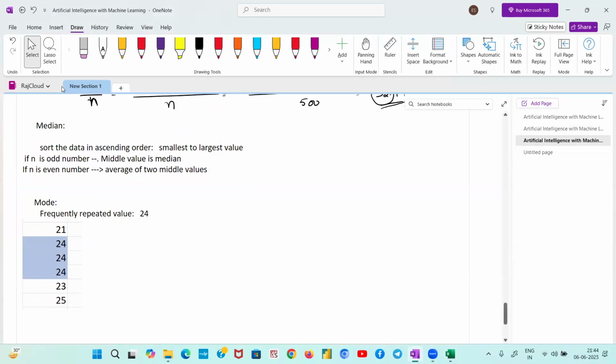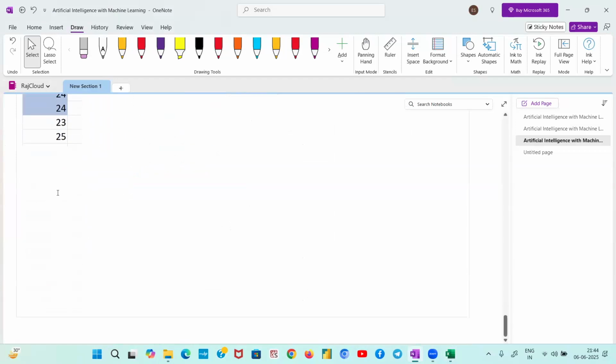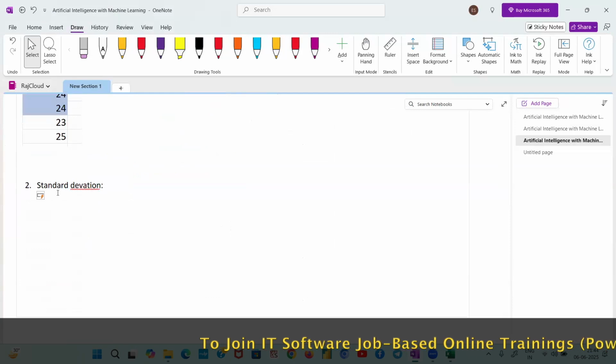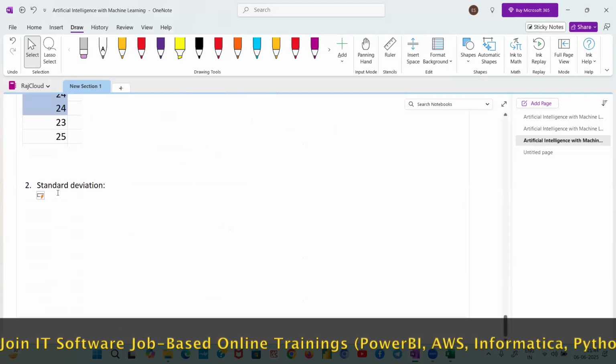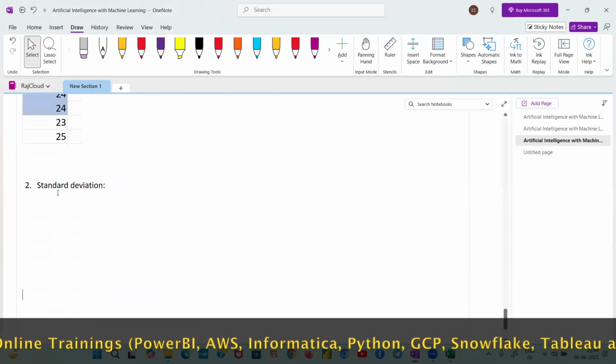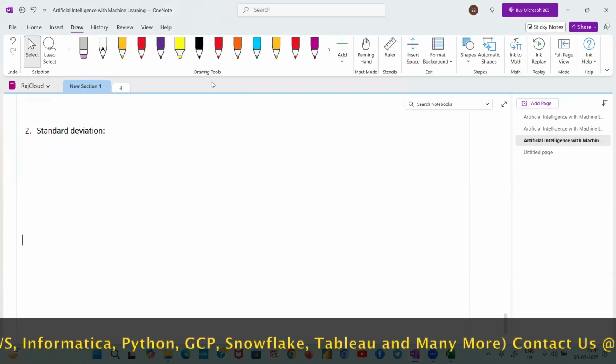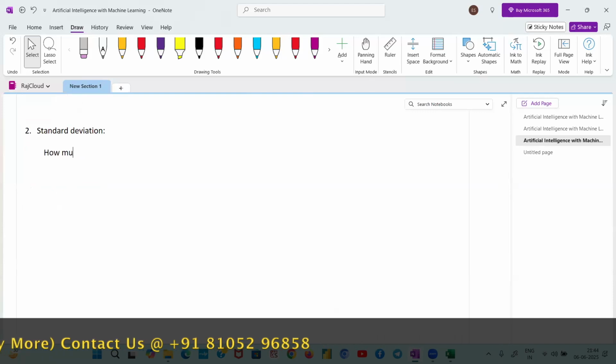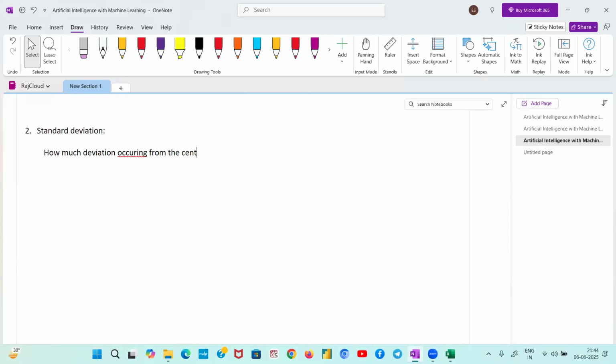The next measure is what? After central tendency, from the basic statistics I'm talking about, the next one is standard deviation. What does standard deviation do? This will tell us how much deviation is occurring from the center.